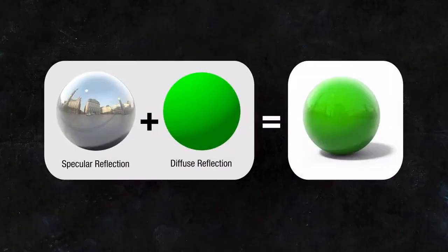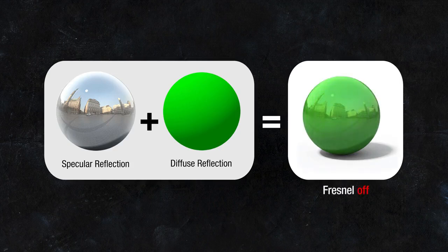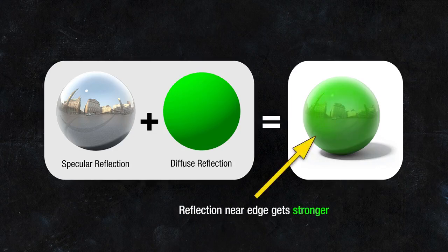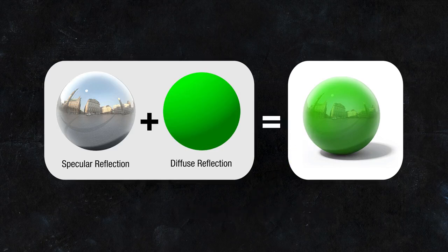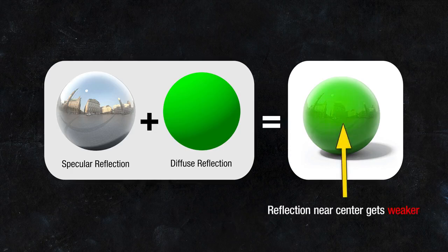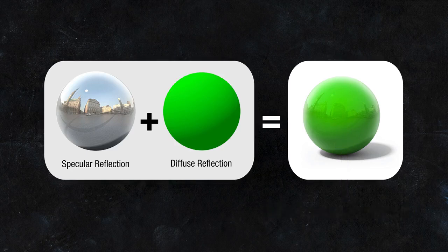We've looked at specular reflection and diffuse reflection, and how most materials are a combination of these two. If we have a shiny material, like this green sphere on the right, and we turn Fresnel off, it looks something like this. If we turn it back on, it looks like this. And there are two effects that are most noticeable. One is around the outside contour of my sphere, which is where the reflection is getting stronger as a result of the Fresnel effect. And the second noticeable effect is towards the center of my sphere, which is where the reflection is getting weaker. So here's the center, and here's the contour.